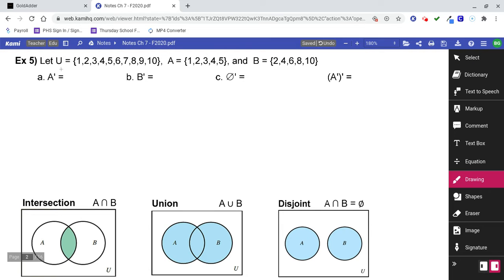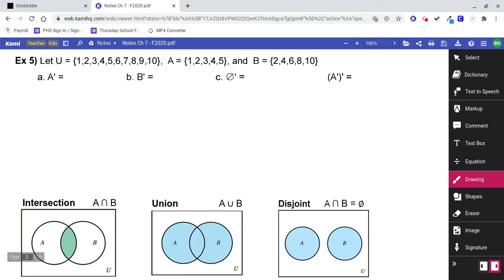When you see the letter U, it stands for universe when we're talking about sets. And so universe means whatever we're talking about. In a previous example, the universe was the United States. And so we knew there were 50 elements, and that's all we could talk about. We're talking about the states, that's the universe. But here, the universe is the numbers between 1 and 10. 1, 2, 3, 4, 5, 6, 7, 8, 9, 10.